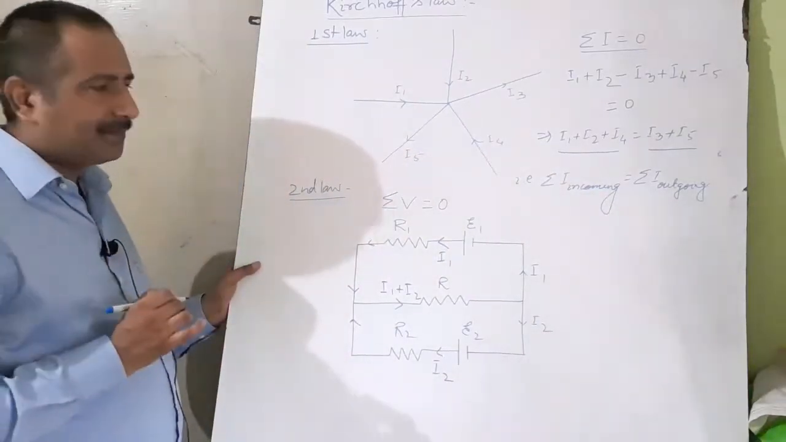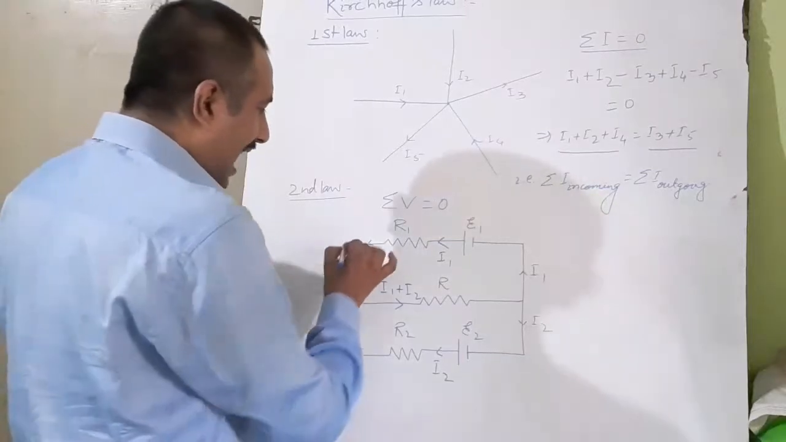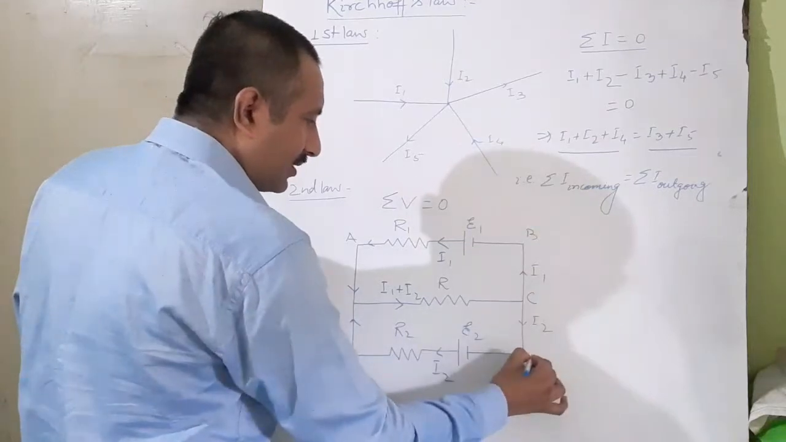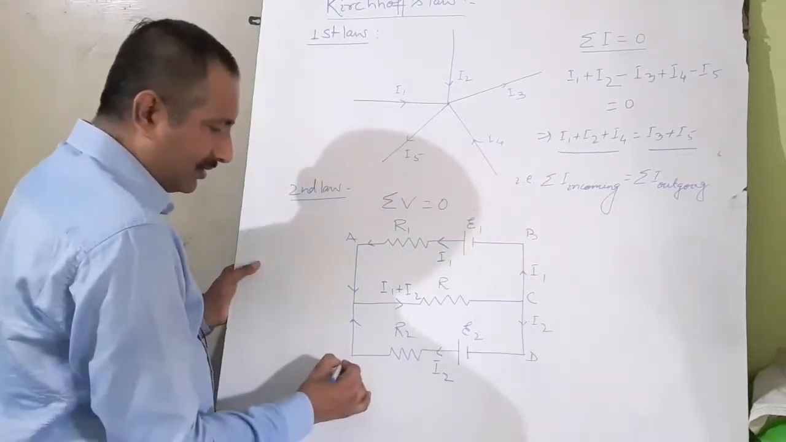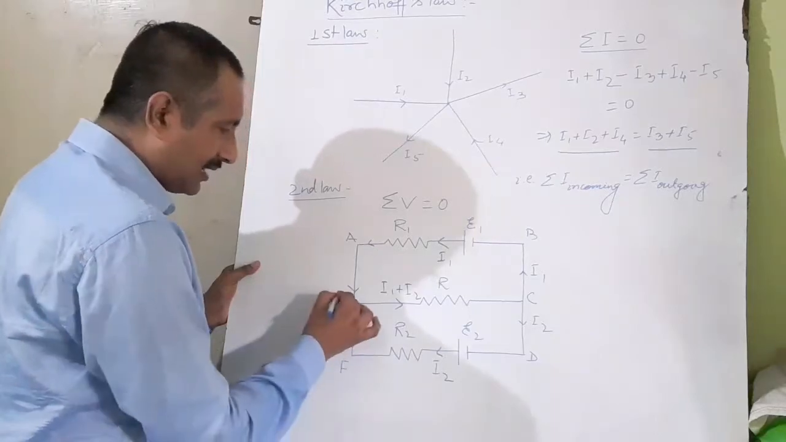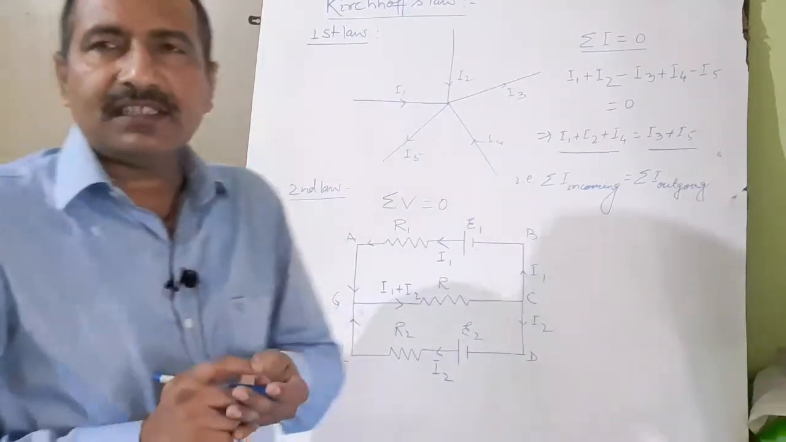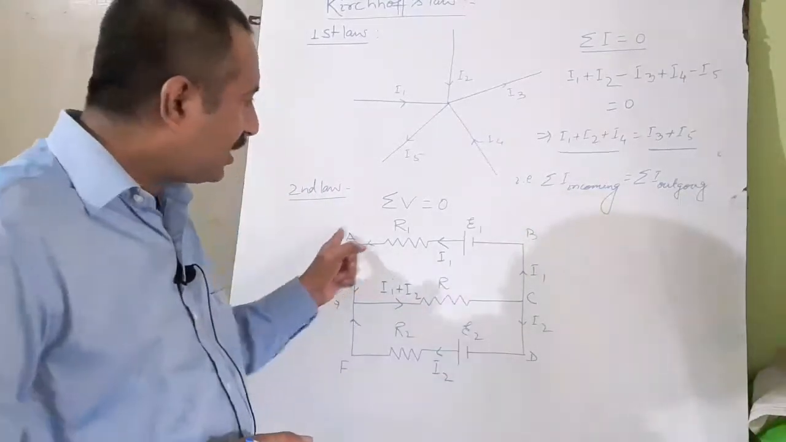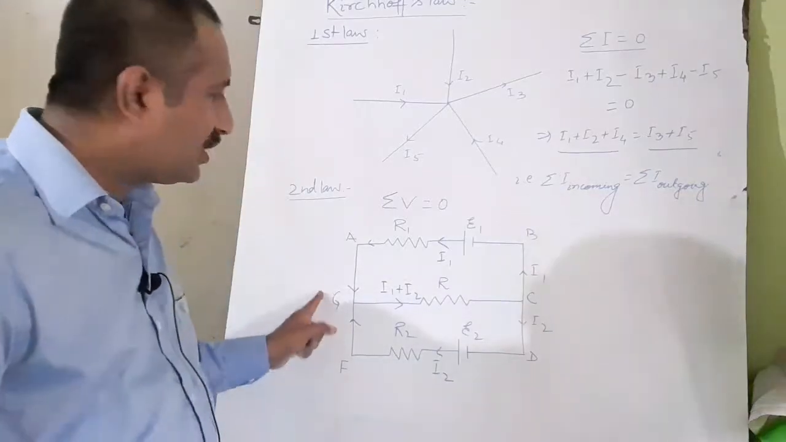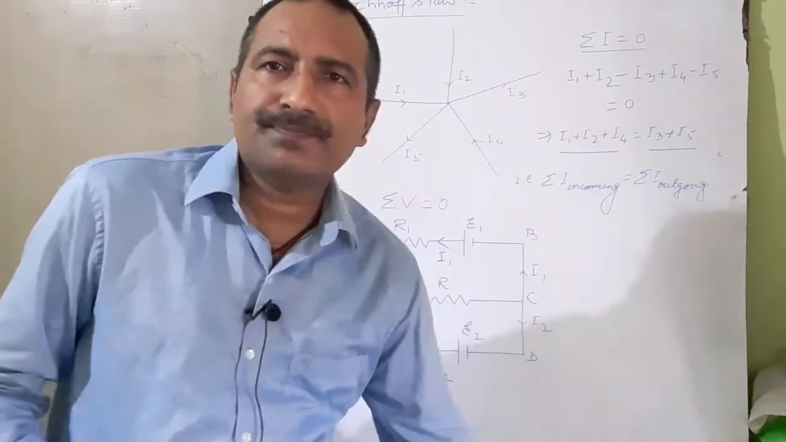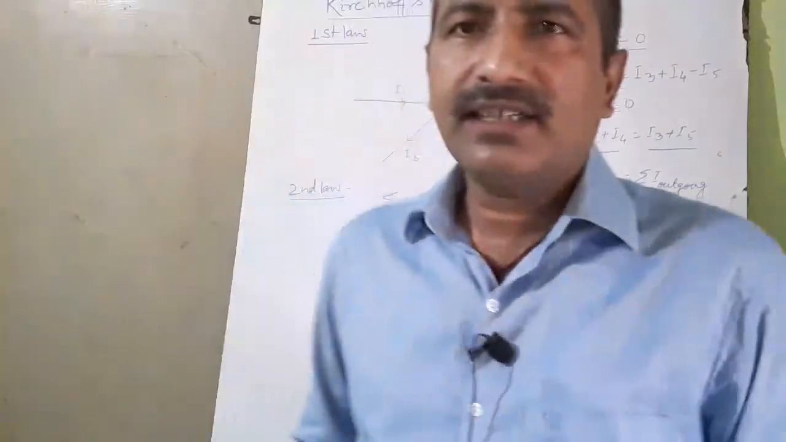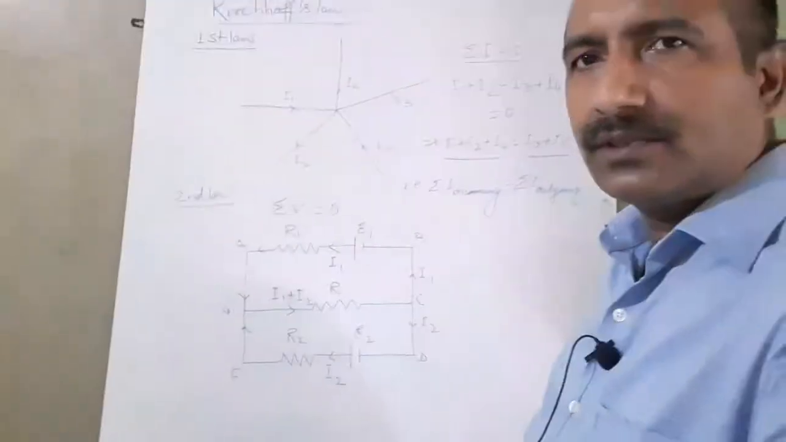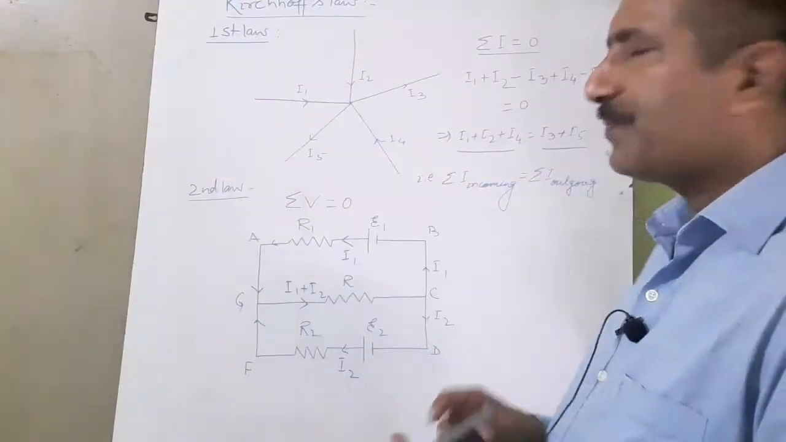Now put a name to the circuit as A, B, C, D, F and G. I have not taken E so that you should not get confused, because E is EMF. So A, B, C, D, F, G and A. This is the closed circuit. Got it? Is there any confusion? No. Now let us apply the second law to one of these closed circuits.